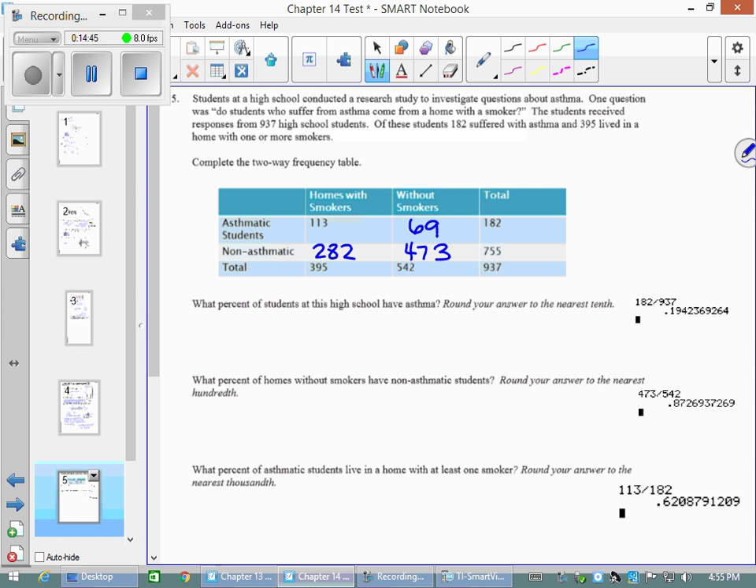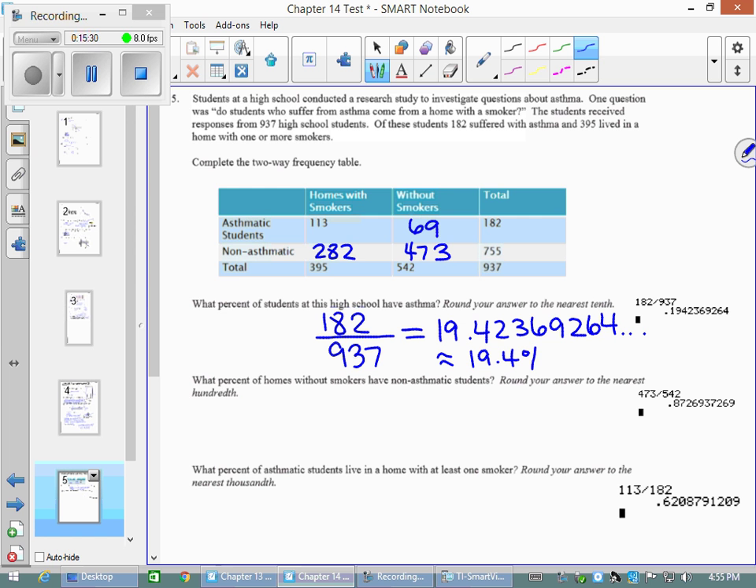So the first question said, what percent of students at this high school have asthma? So how many students are there? There are 937, and of those 937 students, how many have asthma? And that would be 182. Now, if you look over to the right, I typed it into the calculator because I first need to make this into a percent. So if I take the percent, that would be 19.42369269264. And now I want this to be to the nearest tenth, so that would be 19.4%.